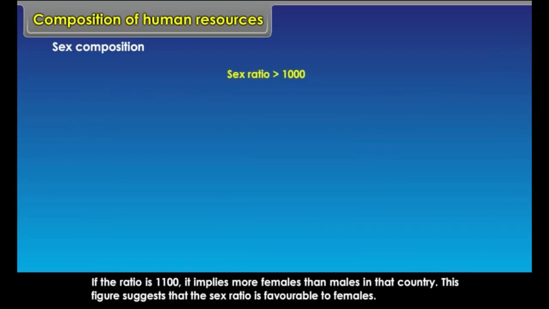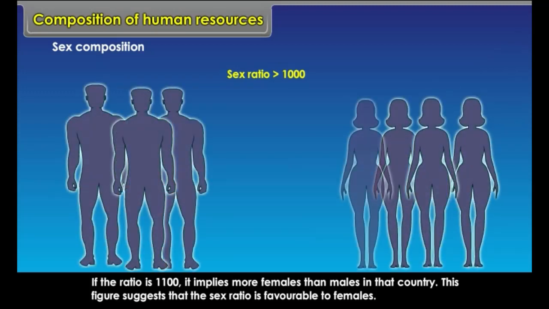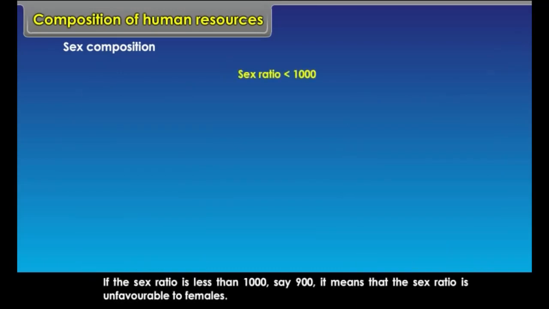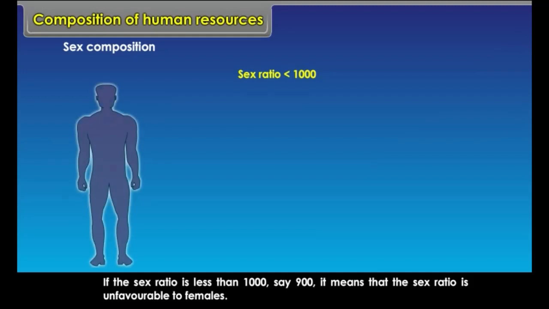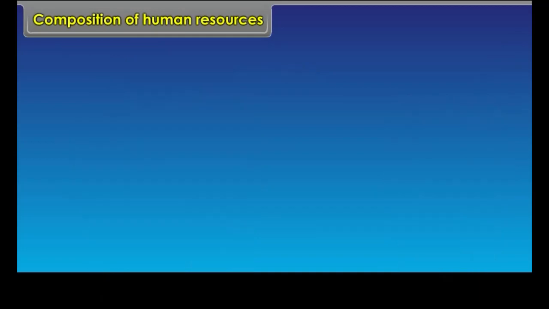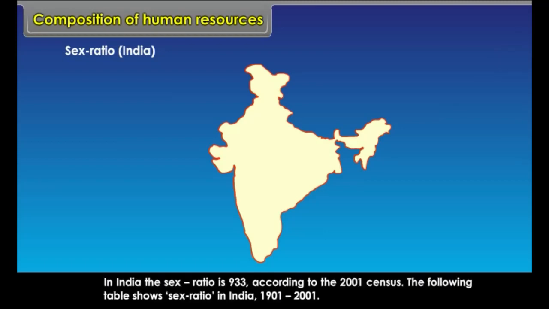If the ratio is 1,100, it implies more females than males in that country. This figure suggests that the sex ratio is favorable to females. If the sex ratio is less than 1,000, say 900, it means that the sex ratio is unfavorable to females. Sex ratio India. In India, the sex ratio is 933 according to the 2001 census. The following table shows sex ratio in India for the period 1901 to 2001.